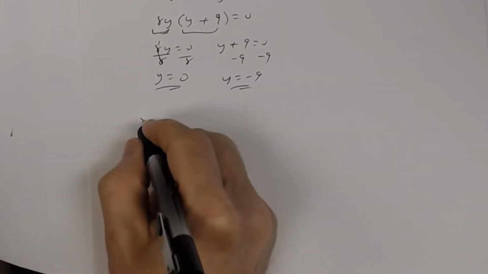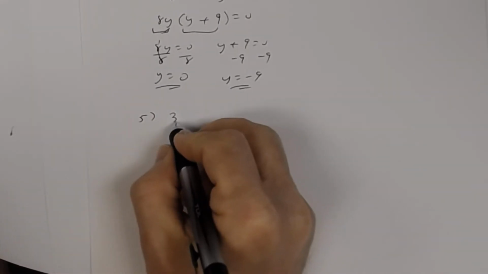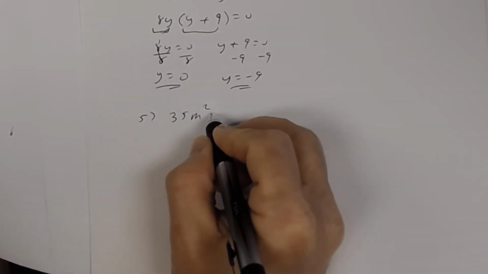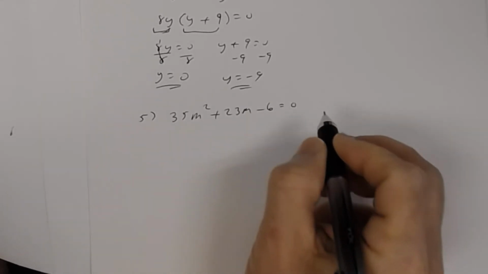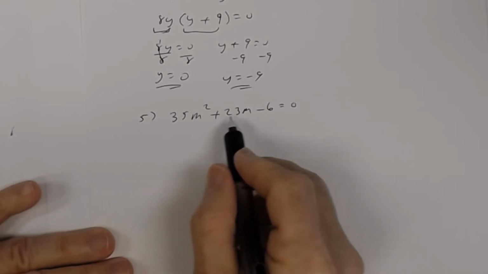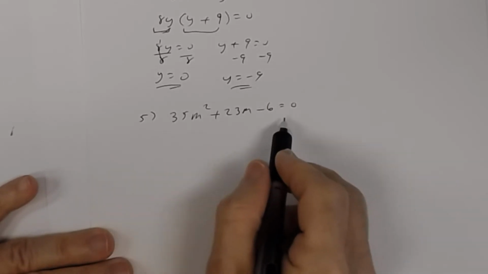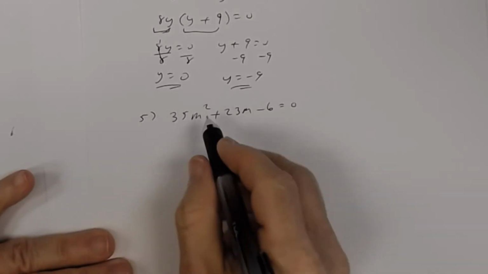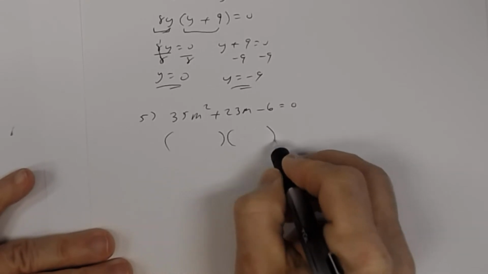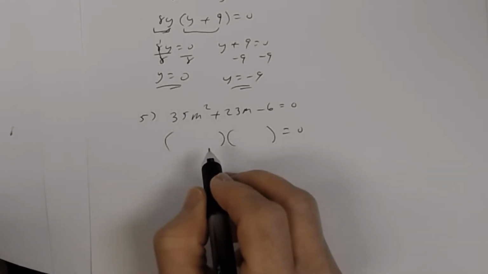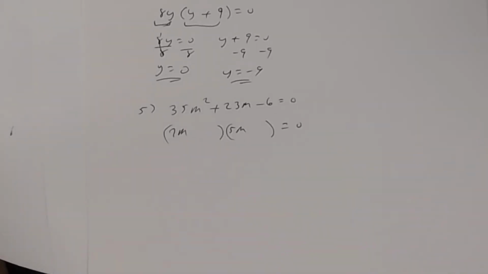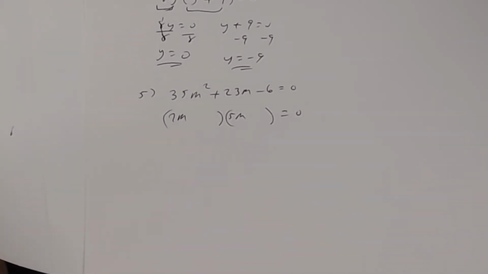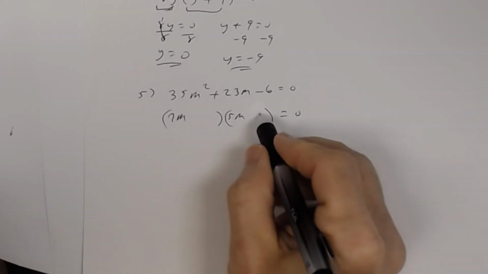Number 5, I have 35m squared plus 23m minus 6 equals 0. So the GCF is 1. It's already in standard form. I have 0 on the other side. So let's go directly to the two binomials. So for 35m, let's try 7m and 5m. And for 6, let's try 3 and 2. And let's see which one's going to work.